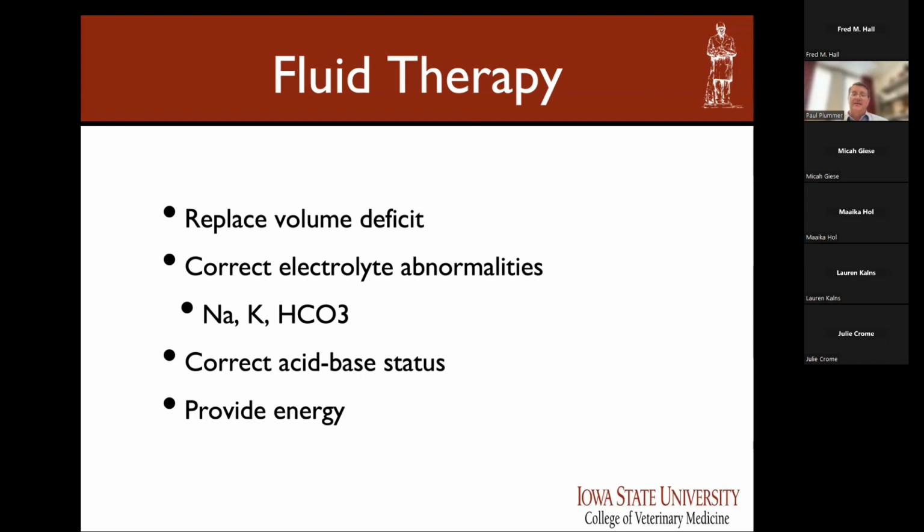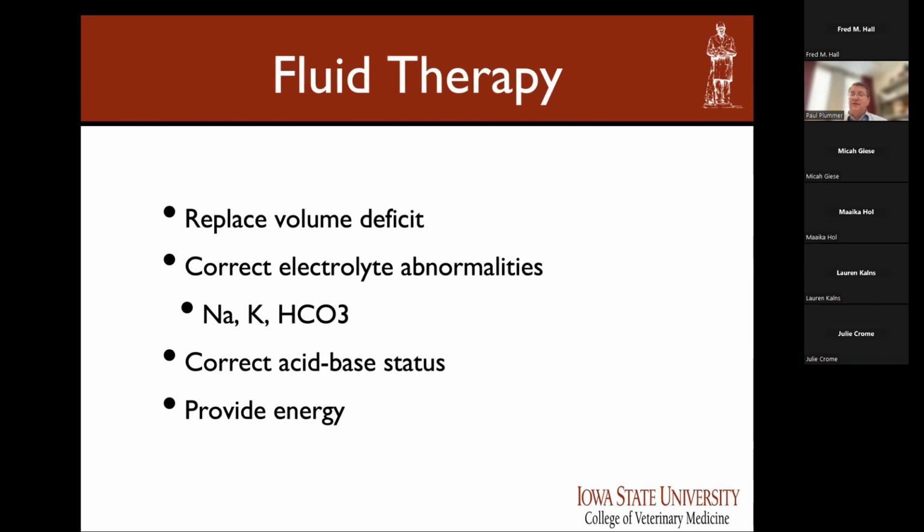We need to be thinking about correcting the electrolyte abnormalities. And so, we are going to have had loss of sodium. We're going to have had loss of potassium, and we're going to have had loss of bicarbonate. And so in our fluid therapy, whether we're giving oral electrolytes or we're giving IV electrolytes, we need to be thinking about that with the goal of correcting this acid-base status. And really, those electrolytes are what's going to help to provide us the mechanism to correct that blood pH. And then we need to be providing energy.